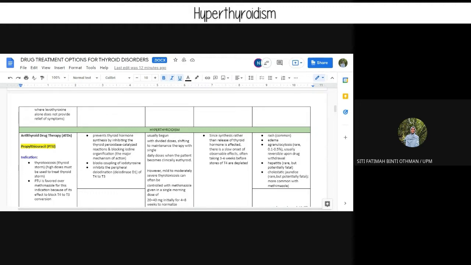Before I start, I'm sorry because I can't open my camera because I have a problem with my camera. For today, for my part, I will explain the drug treatment options for hyperthyroidism. The first one is anti-thyroid drug therapy, ATDs.